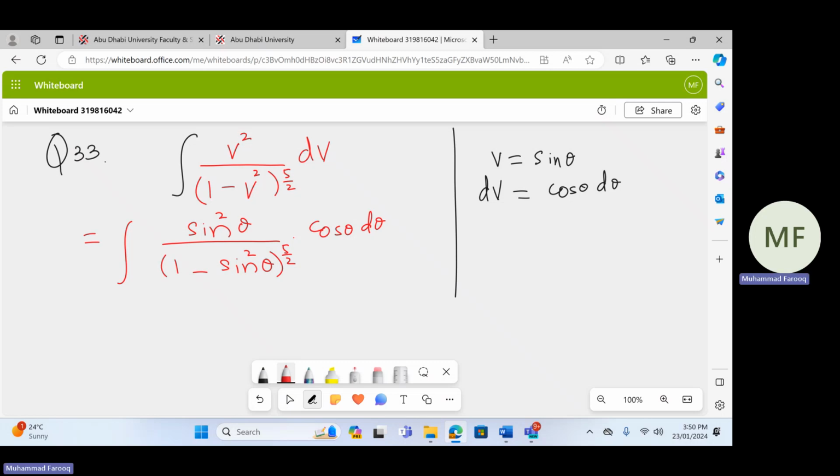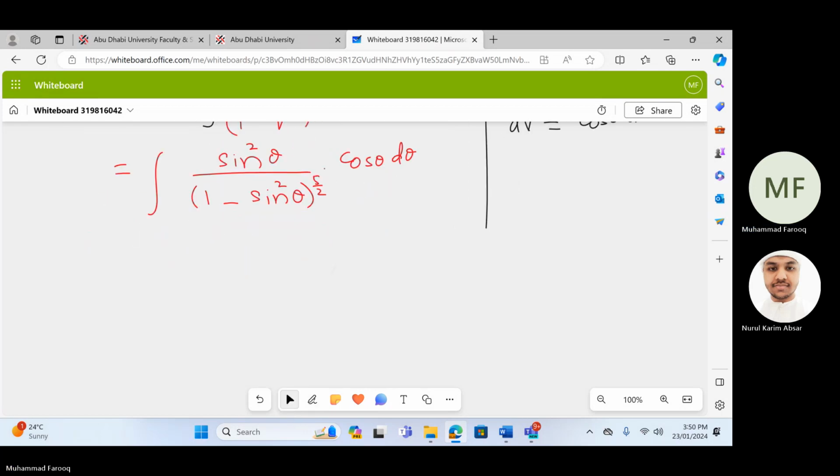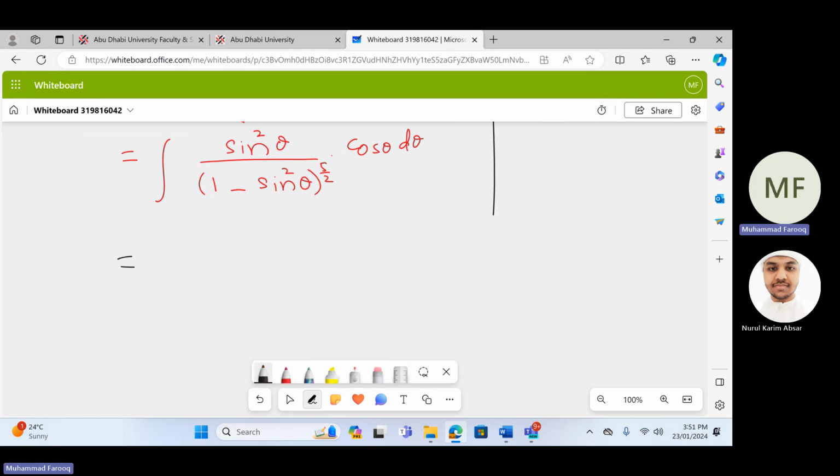So you got secant square theta divided by cosine 4, and sine square and cosine 4. Okay, good. Then please try to integrate this one. What to take as u? 1 minus sine square, so you change it to cosine. Sine square theta divided by cosine square theta to the power 5 over 2, times cosine theta.